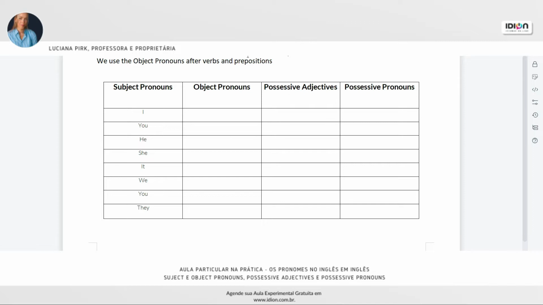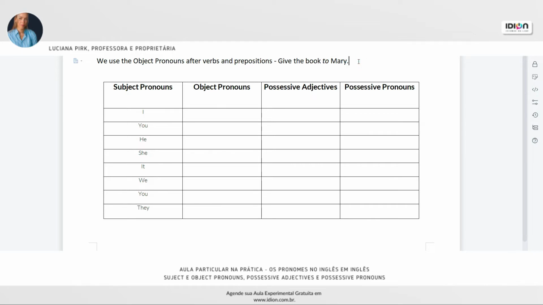But who do I call? Who receives the call? Who receives my action? You. So you are the object pronoun. So we use it after verbs, like here, call is a verb. Or for example, we can say, give the book to Mary. Give the book to Mary. To is a preposition.